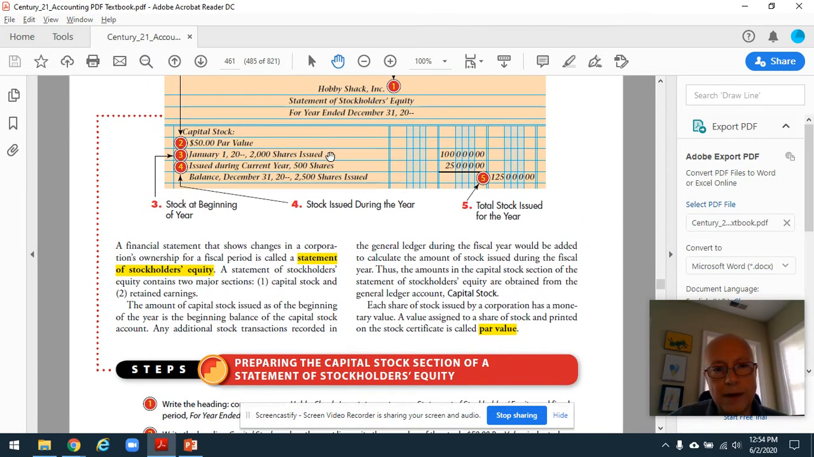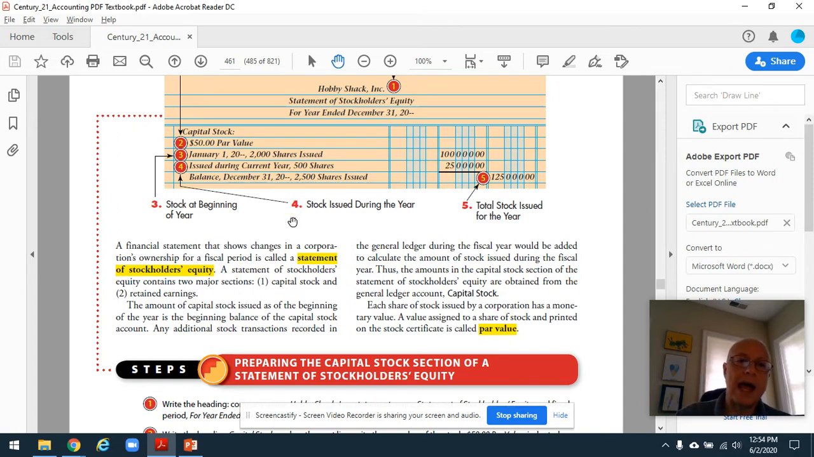So first thing we have to do is under capital stock, we set it up who, what, when. Capital stock section, you see the colon there. That's what it means, section. Indent just a smidge. Okay, so the par value of our stock is $50. Maybe that's what the initial public offering was. It's whatever we decide. Beginning of the year, we had $100,000 worth. And then during the current year, we issued an additional 500 shares. So that's an additional $25,000 in stock.